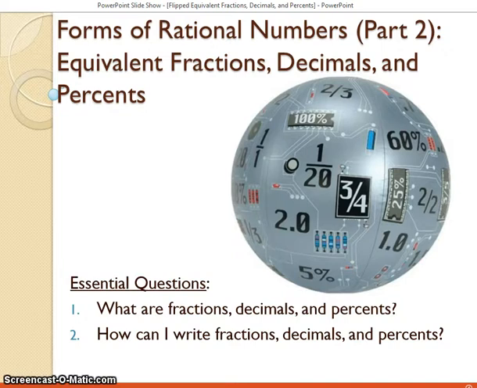So our essential questions are, what are fractions, decimals, and percents? How do you define them? How do you describe them? And how can I write fractions and decimals and percents? How can I convert between them?